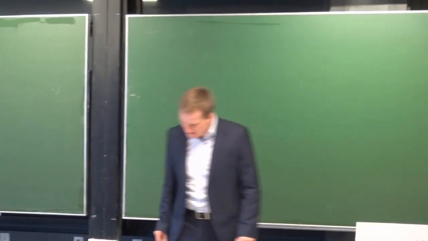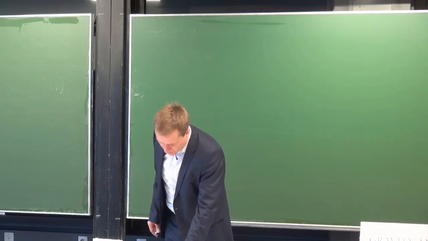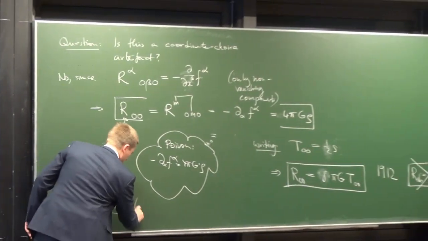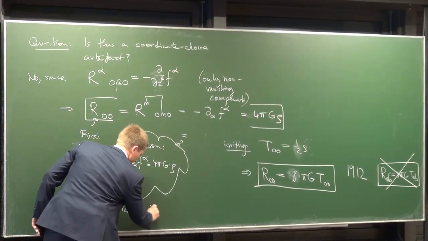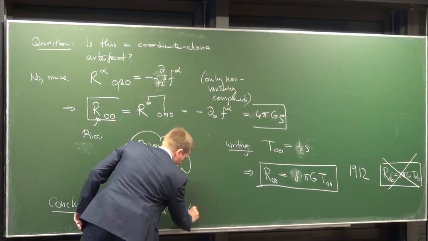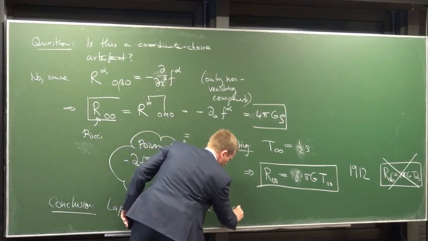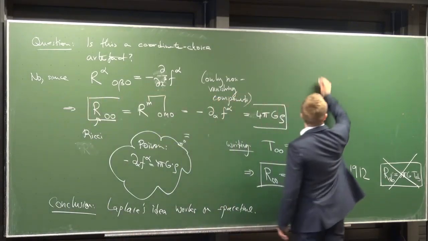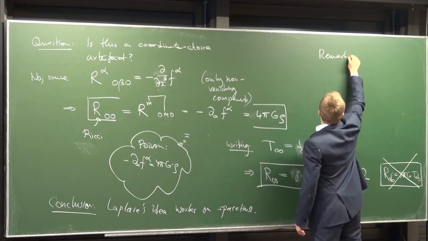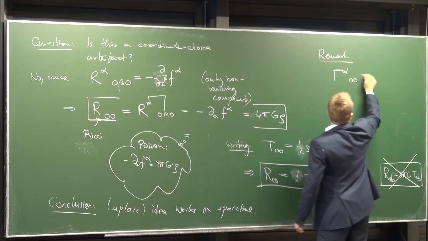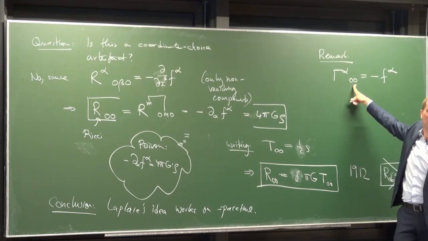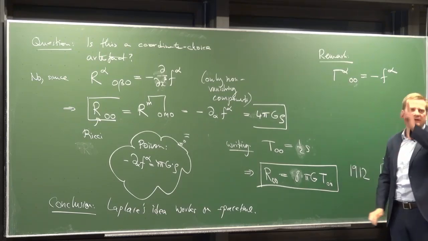So we have this, and the conclusion is that Laplace's idea works on Newtonian space-time. Oh, by the way, you see the gammas that were non-zero were gammas that had time indices. Well, here we think of them as time indices; it has to do with this extra direction.